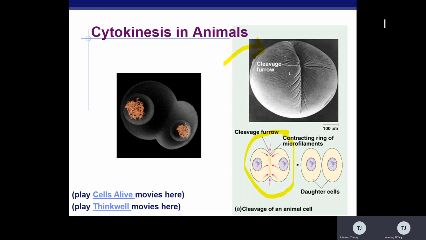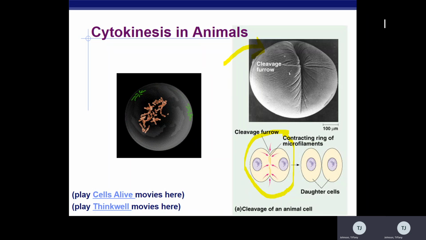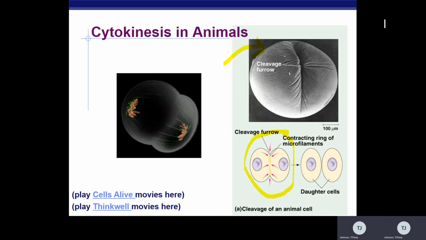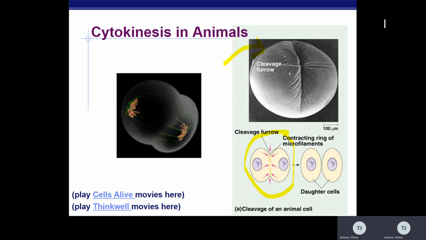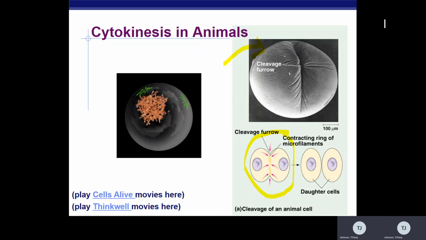And that's the end of cellular division. So right when those two cells are separating, right? So that's cytokinesis, that division of the cytoplasm, when the one cell is finally becoming two. So that's in animal cells.